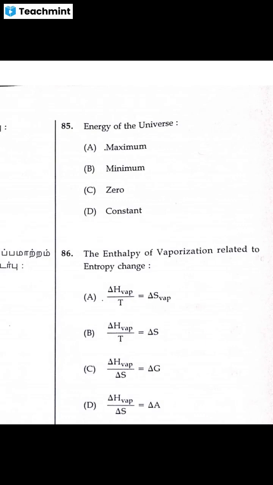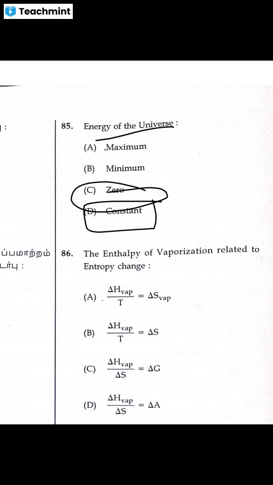Okay, that is energy of the universe. It is the constant energy of the universe because of equal force, equal repulsion, equal attraction. Some references give it as 0, and some references give it as constant. You will check.